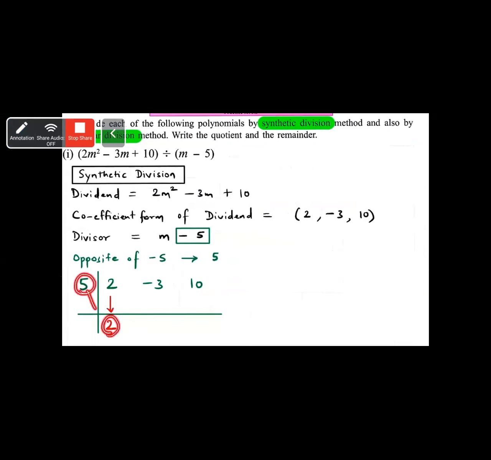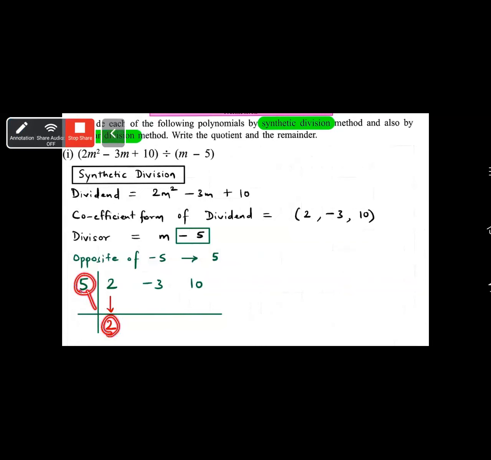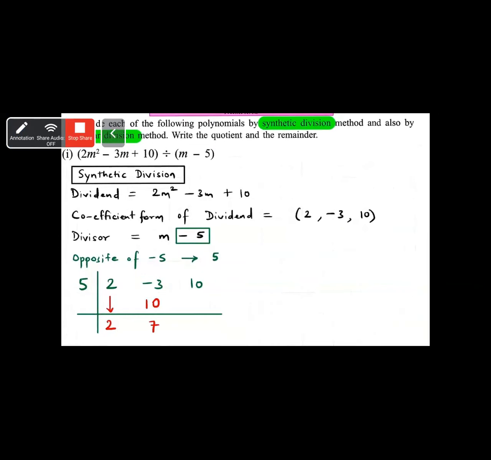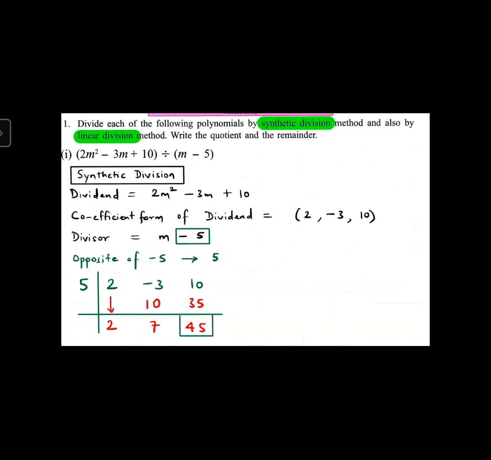After that, you can see 2 multiplied, you have to write as it is in the third row. 2 multiplied by 5 is 10. -3 plus 10 is 7. Don't make mistakes over here with the positive and negative signs. 7 multiplied by 5 is 35, and 35 plus 10 is 45. So this way 10 minus 3 is 7, then 7 multiplied by 5 is 35, then 35 plus 10 is 45.